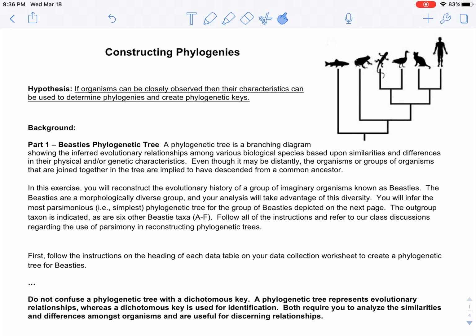So please follow along, and we're going to get started on how to do this lab so that you can go ahead, finish it on your own, and then get your tree and your questions done before you submit and hopefully feel pretty good about this stuff.